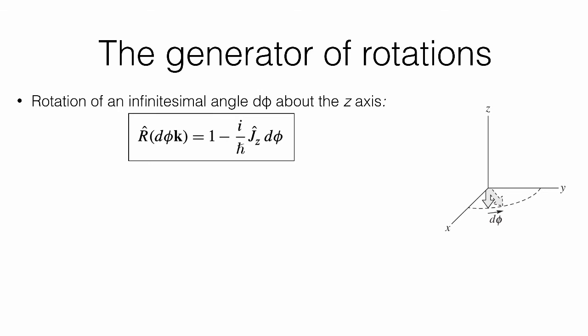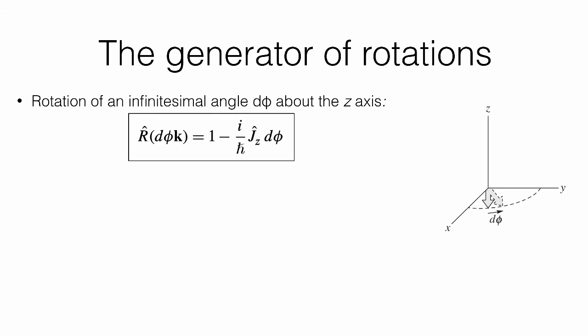So let's try to make sense of this result. First, if d phi was equal to 0, the rotation would be the identity operator, as expected. That's good. And second, there is no d phi squared, of course, or d phi cubed terms or higher order terms, because since d phi is infinitesimally small, all those terms are negligible, in fact vanish. So we understand already the shape of this equation. That's good. And we are going to call Jz, which is an operator, a generator of rotations.